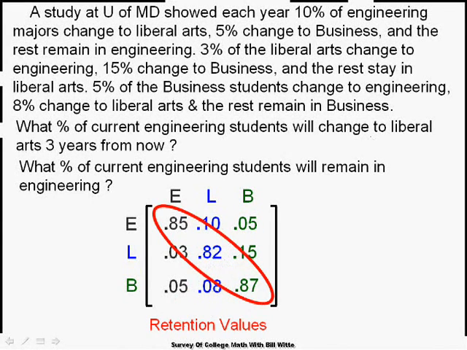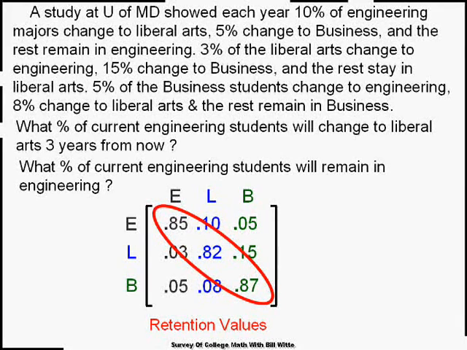Nerd alert! By the way, looking at transition matrices, you should know that the diagonal from top left to bottom right, we're going to call the retention values. Look at what numbers that includes. The people that went from engineering and stayed in engineering, the people that were in liberal arts and stayed in liberal arts, and the people that were in business and stayed in business. And that's going to be a common thing to look at.